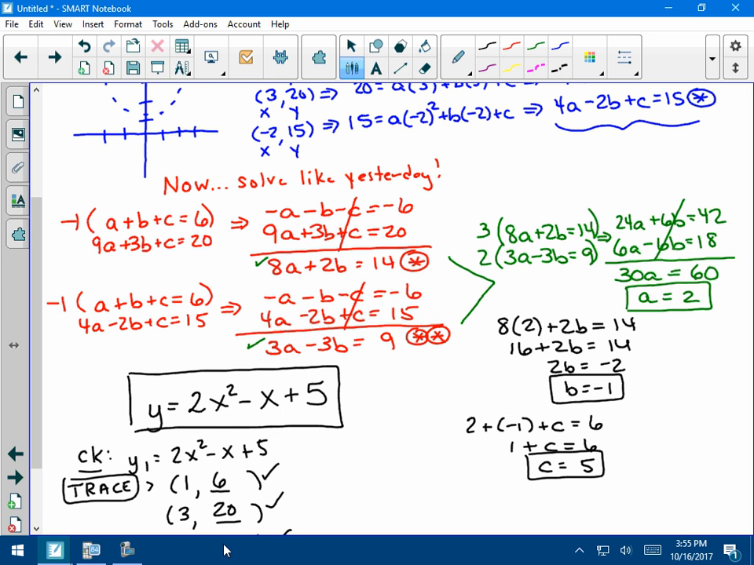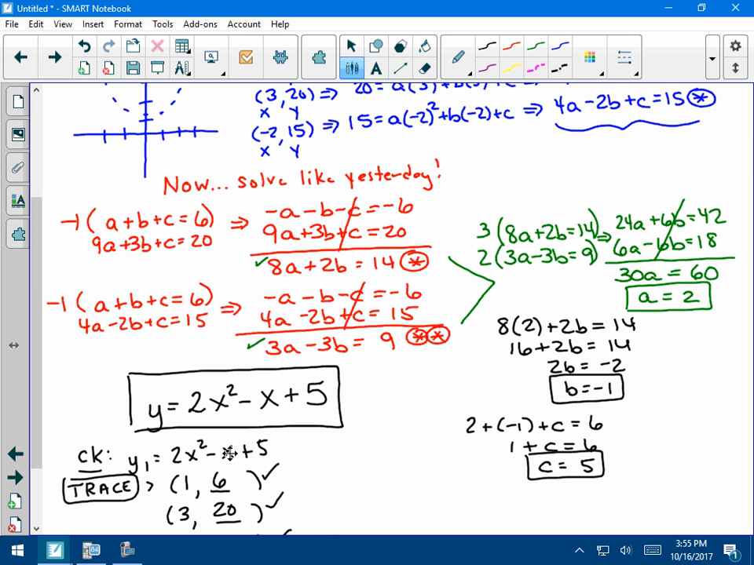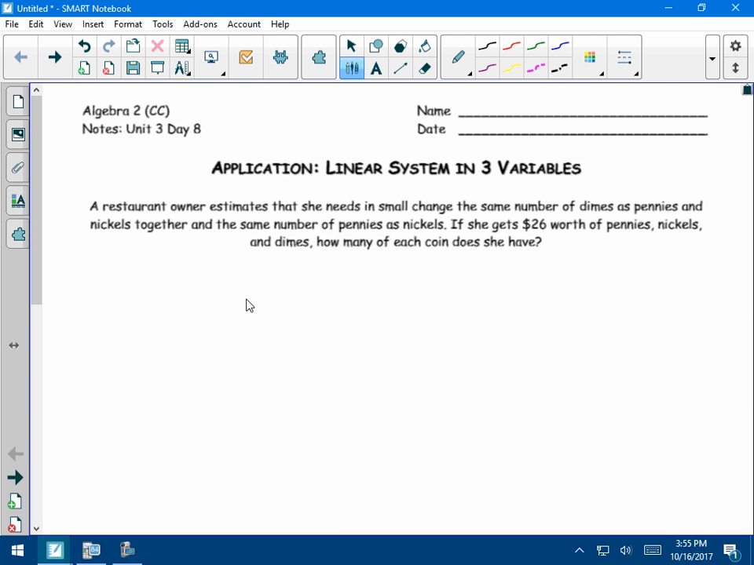Okay, if you can switch over to that worksheet that was handed out, application: linear system in 3 variables. This is just a word problem that's going to turn into one of those linear systems. It says a restaurant owner estimates that she needs in small change the same number of dimes as pennies and nickels together, and the same number of pennies as nickels. If she gets $26 worth of pennies, nickels, and dimes, how many of each coin does she have?